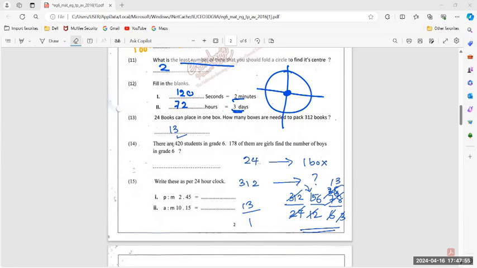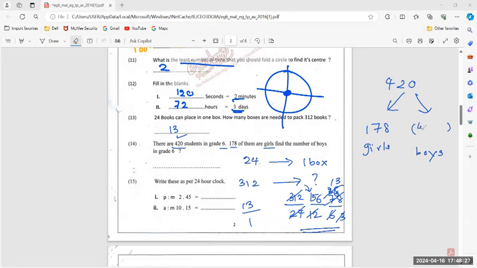Next one, there are 420 students in grade 6. 178 of them are girls. Find the number of boys in grade 6. So 420 students are there. From that, 178 of them are girls. Okay, so the rest has to be the boys, because all the students are either girls or boys. So there are 420 children. From that, 178 are girls. So the rest has to be boys.